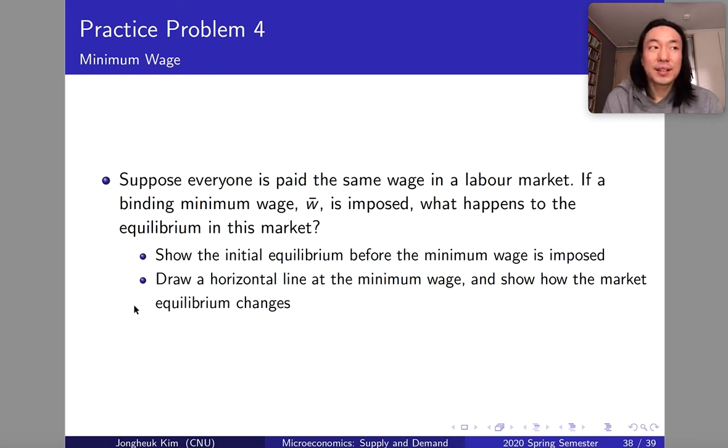Minimum wage can give employees a little bit more wage so they can get better income. But many economists argue that a higher level of minimum wage can cause more unemployment. You can see what happens in the graph.